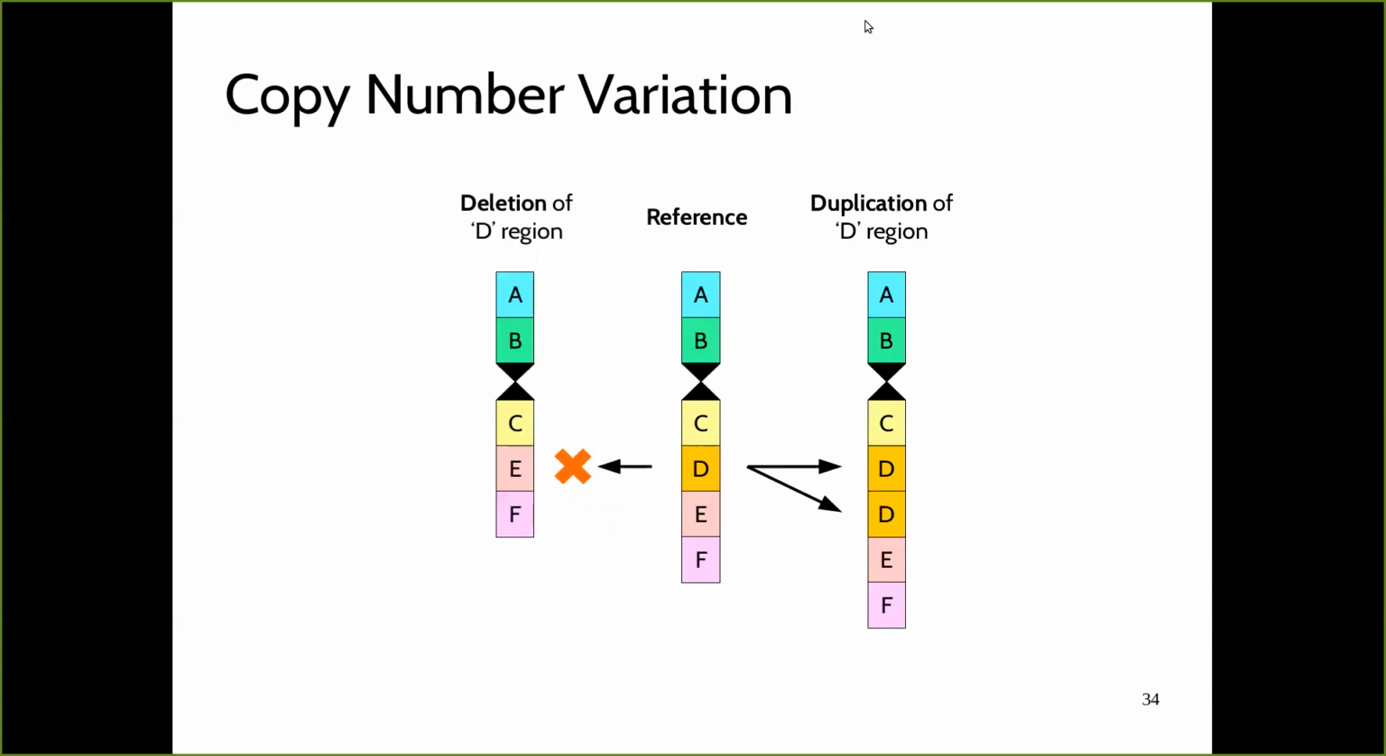On the other hand, you could have a copy number duplication. In this case, the D region is present twice in your genome, could be even 3 or more times. In the context of our research, we are mainly interested in deletions of regions.